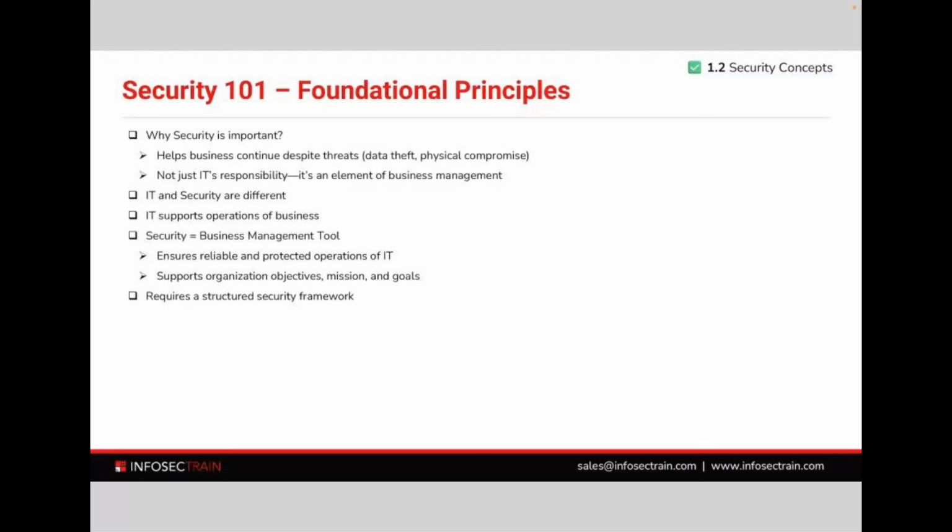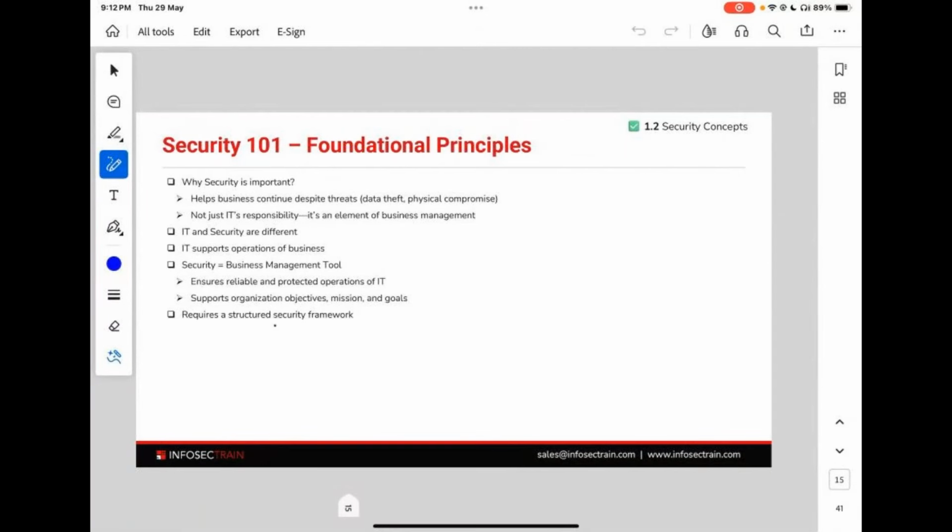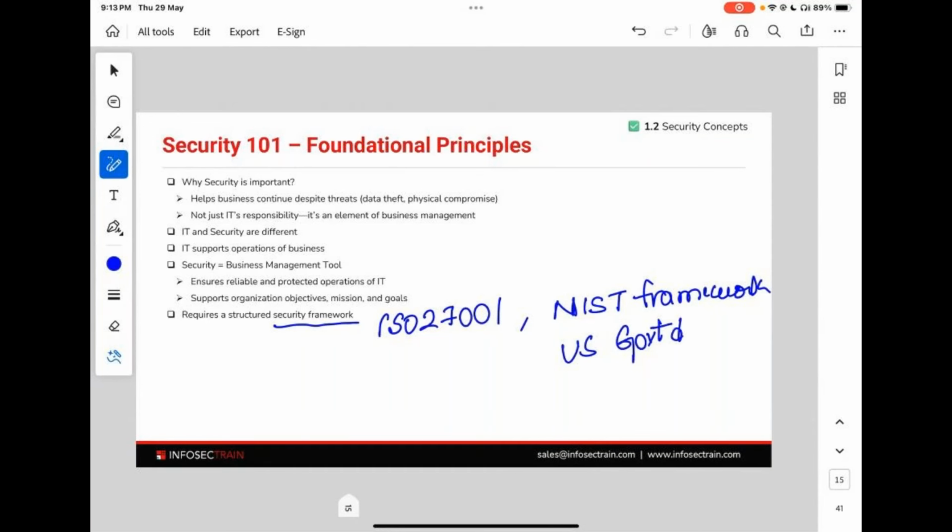Now, to implement security, what do you need? So the first thing that you need to implement security is a security framework, right? So now, what is a security framework? You might have heard of standards such as ISO 27001, right? You might have heard of the NIST framework, right? NIST is a framework from the US, and it is largely followed by US government departments. But the best part of NIST is that it can be customized to your organization, right? And you can apply this framework to implement your information security systems, right?